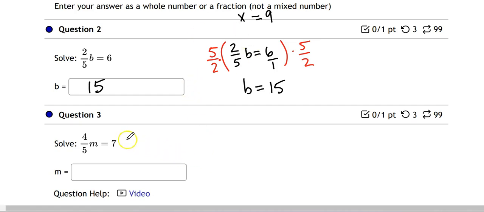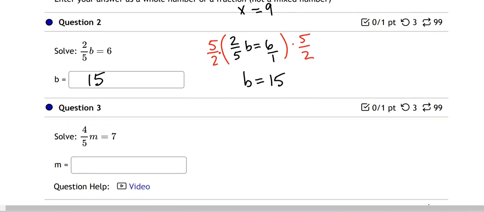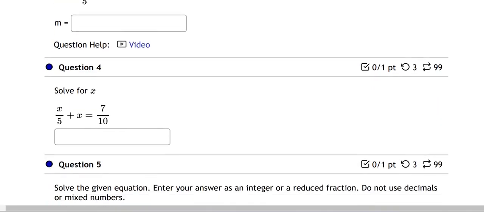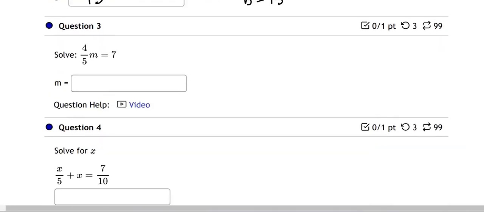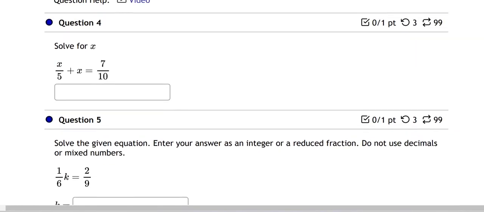Okay. So question number 3 is done the same way as question number 1 and 2. I will let you do it on your own. It just gives you a little bit more practice with that type of question. Question number 4.